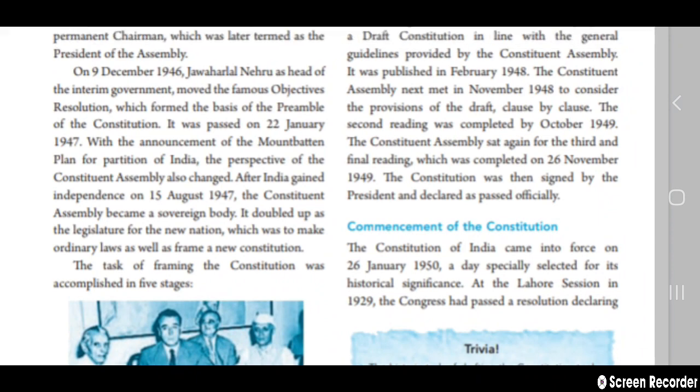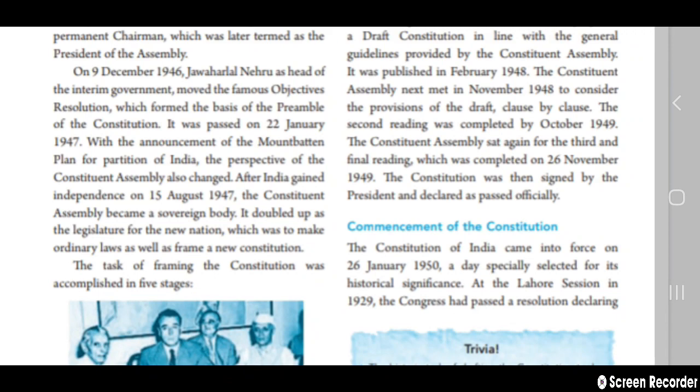On 9th December 1946, Jawaharlal Nehru, as head of the interim government, moved the famous Objective Resolution, which became the basis of the preamble of the constitution. It was passed on 22nd January 1947, before the announcement of the Mountbatten Plan for the partition of India.